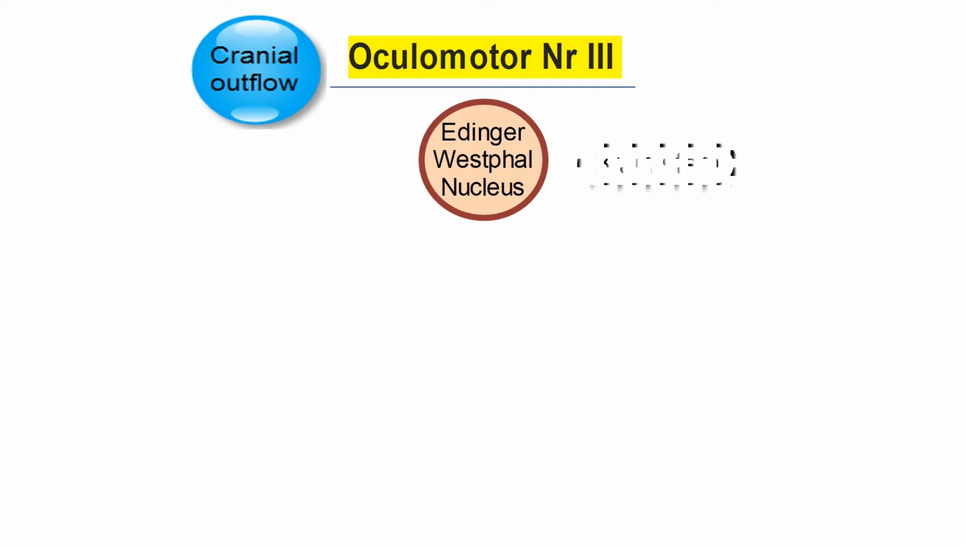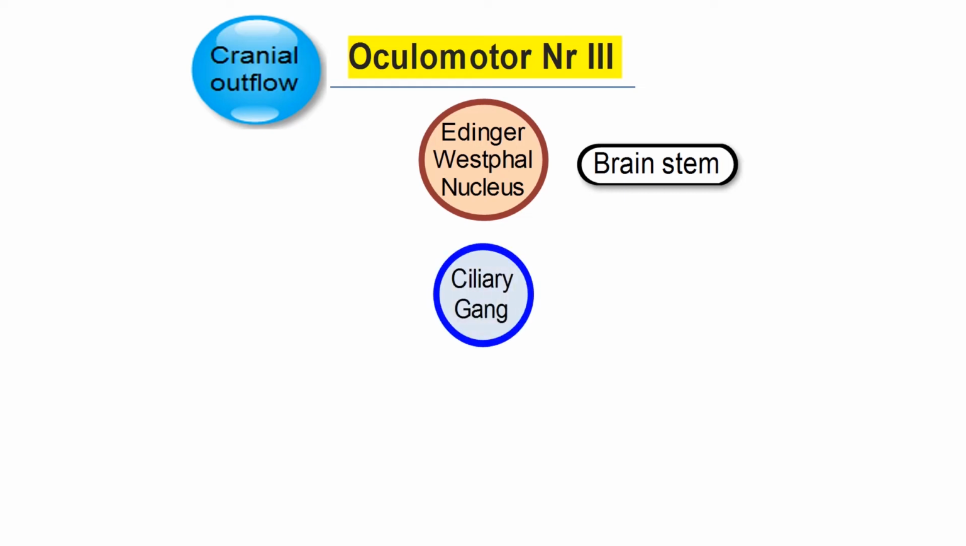The oculomotor nerve has a parasympathetic nucleus, which is called Edinger-Westphal nucleus. Where is this nucleus? It is in the brain stem, particularly in the midbrain.